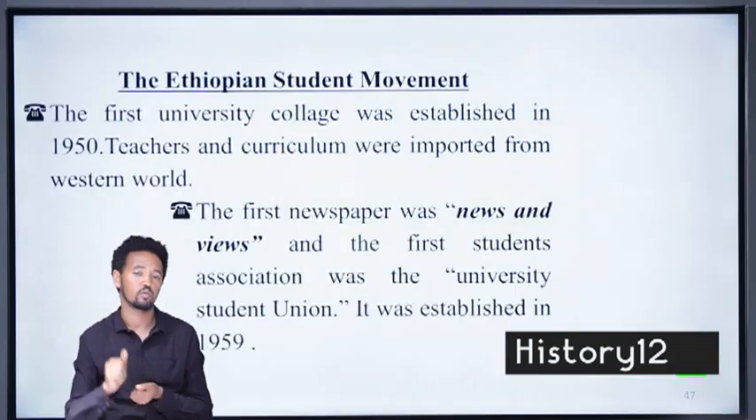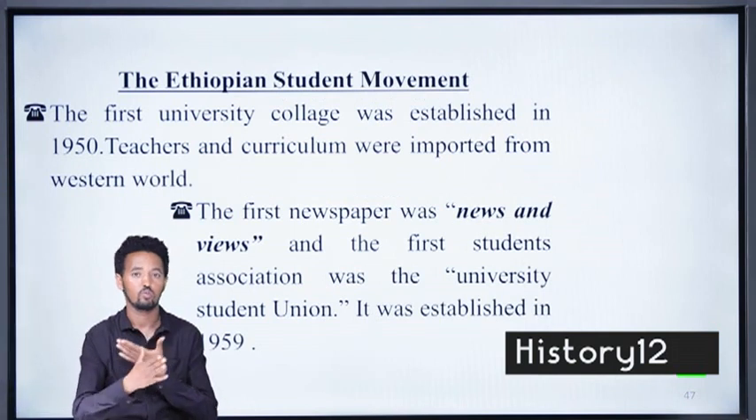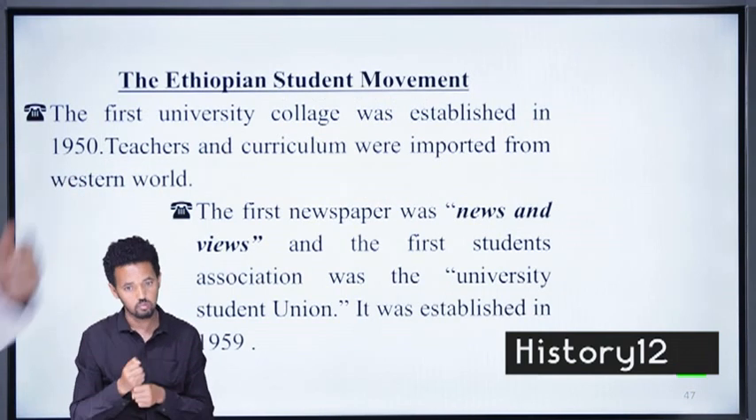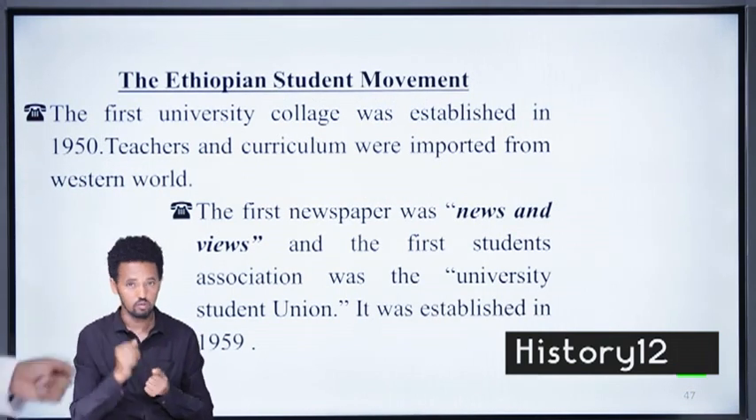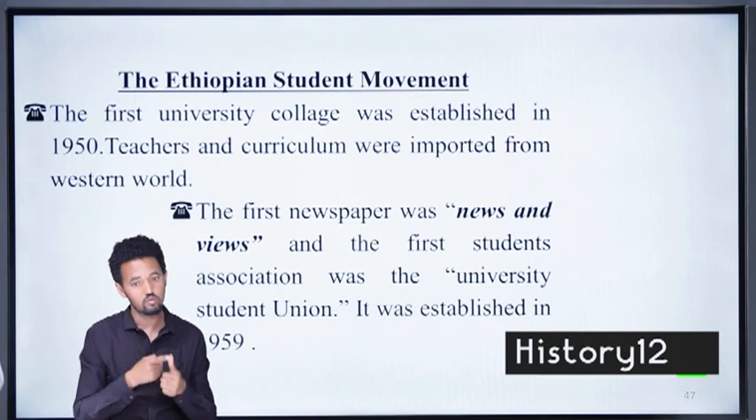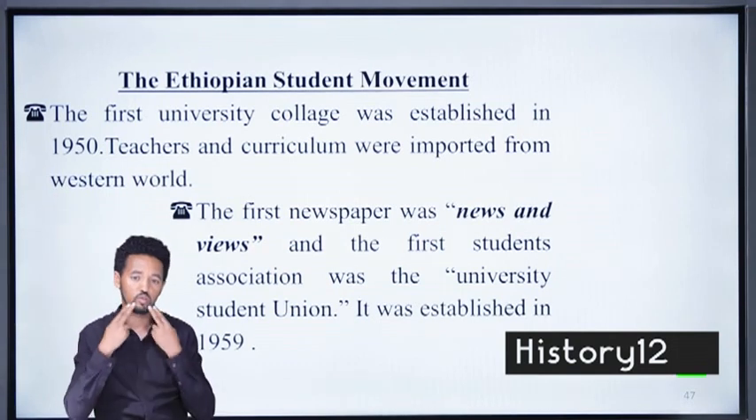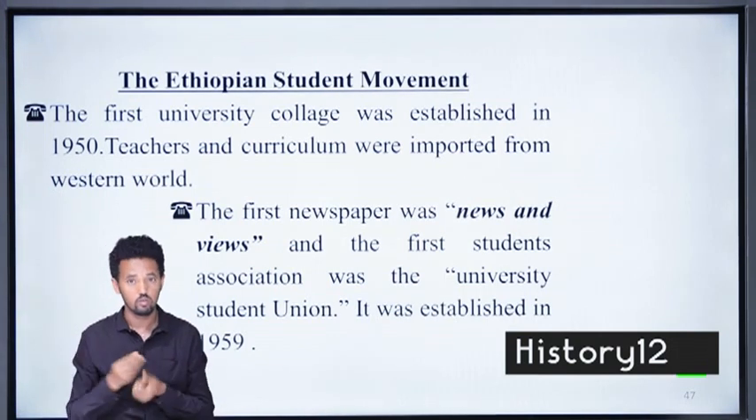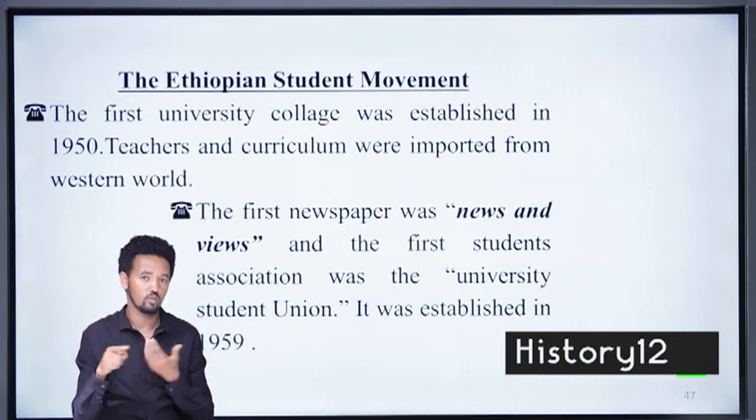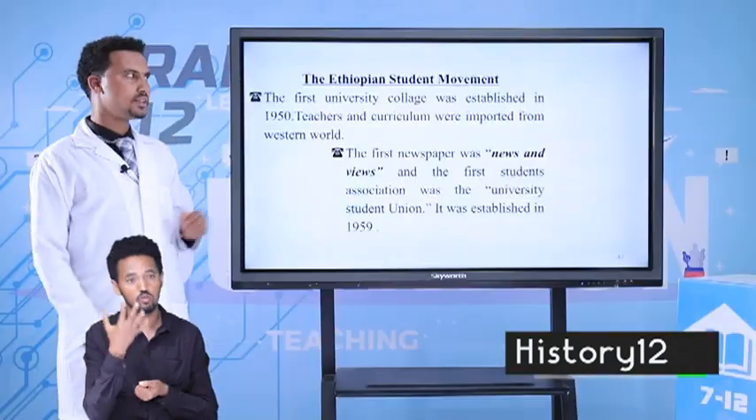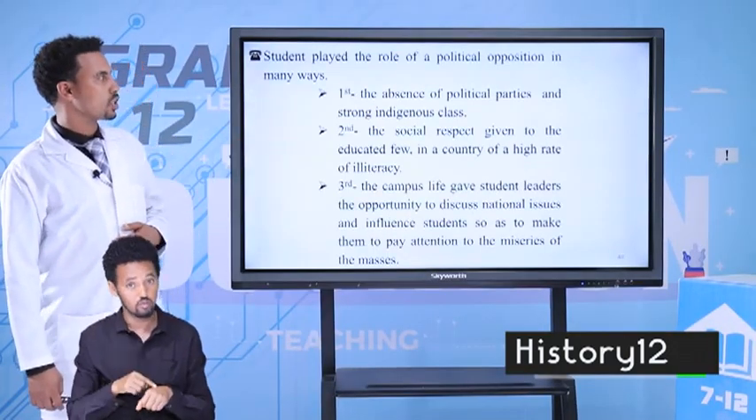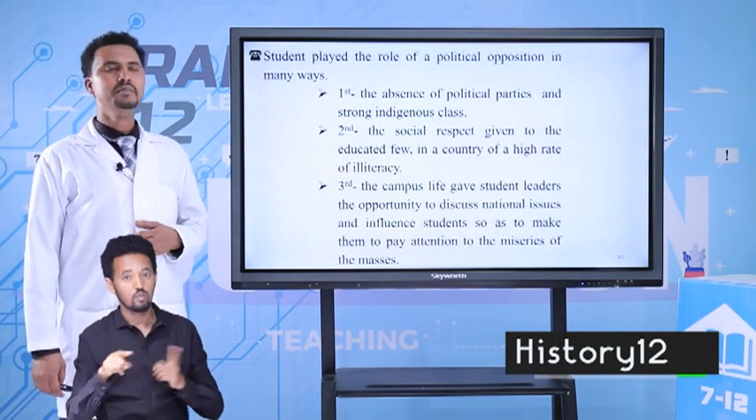The other one, the Ethiopian student movement. The first university college was established in 1950. The teachers and the curriculum were imported from the Western world. The first newspaper was News and Views. The first student association was the University Students' Union. It was established in 1959. The students struggled against Emperor Haile Selassie. Students played the role of political opposition in many ways.